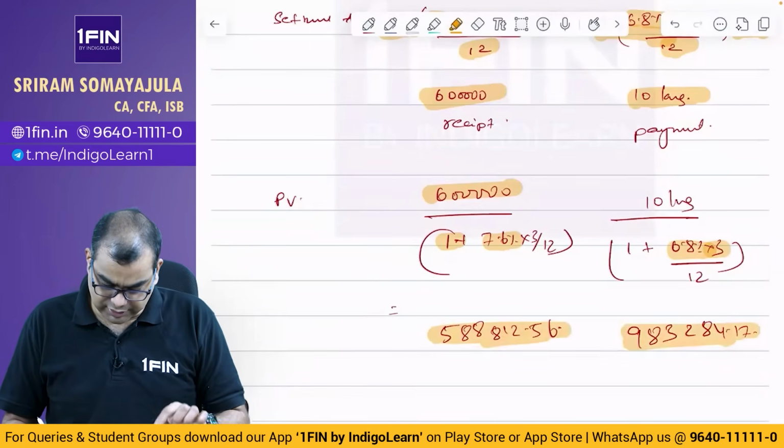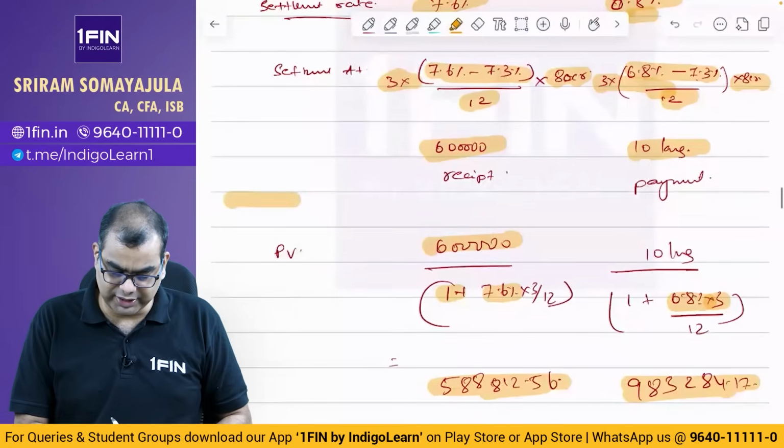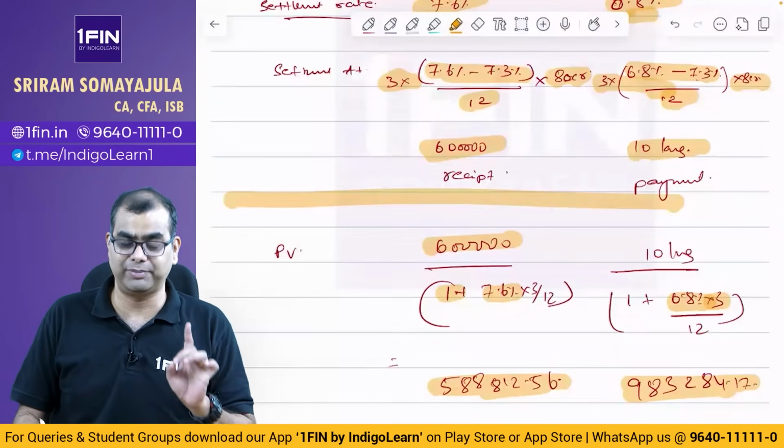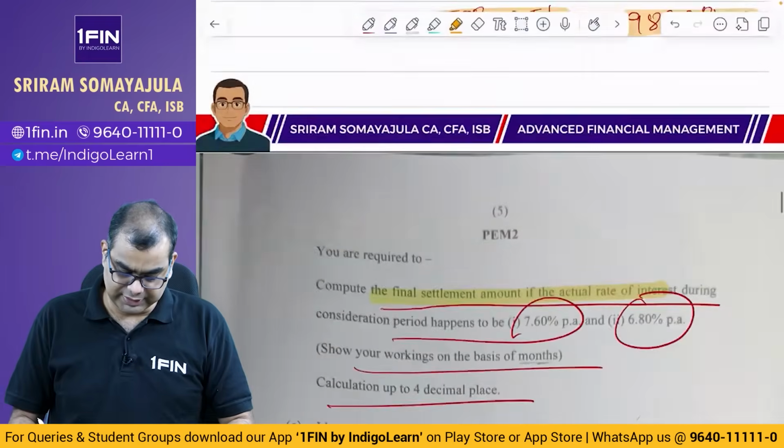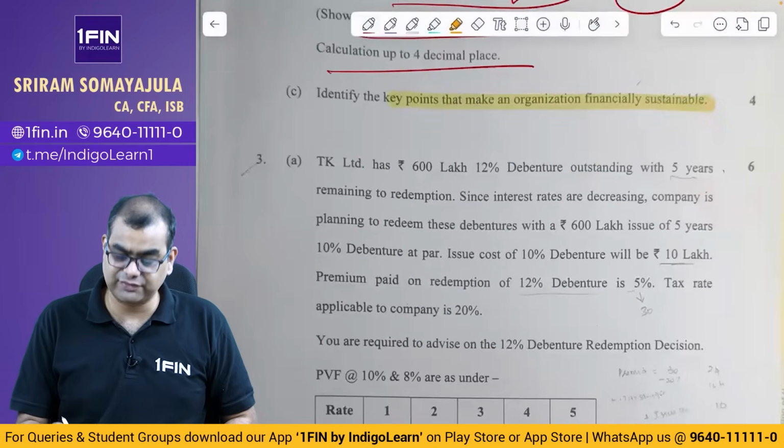Here, please note one thing. If you do only till here and don't do this, you will lose marks. Please be very careful. Then, identify key points that make an organization financially sustainable.